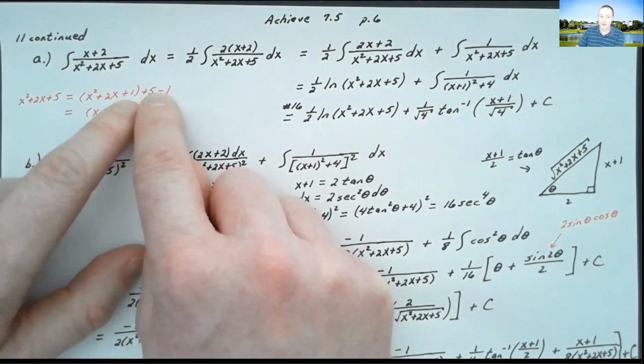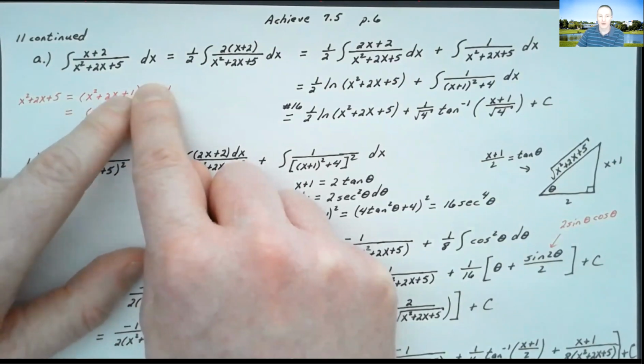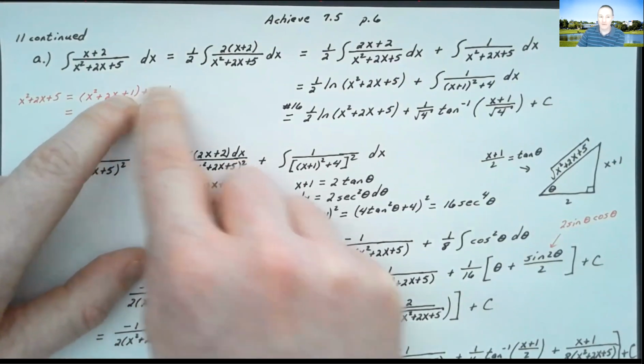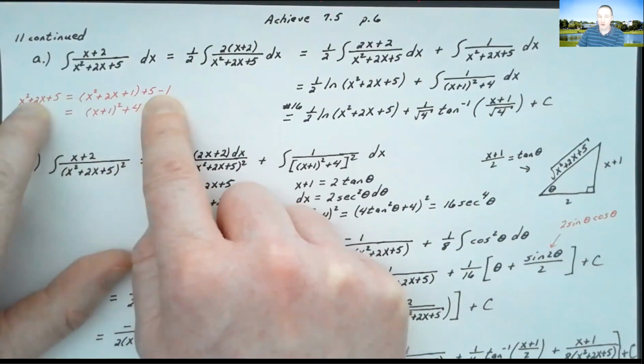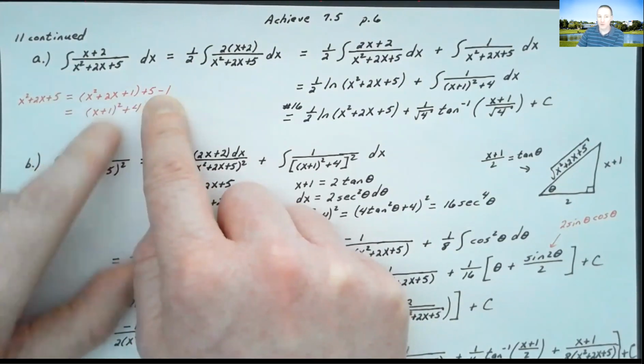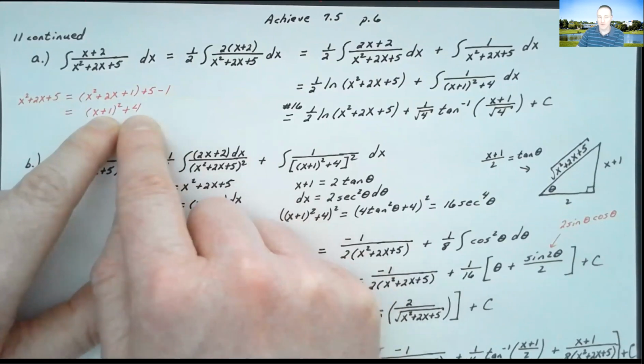If you remember your perfect square trinomials, the term you need here is always half of b, squared. So I said, in order for that to be a perfect square trinomial, I need half of 2, which is 1, and then square it. I need a 1 in there. So I added 1 on the inside, subtracted 1 on the outside. So this trinomial is better written as x plus 1 quantity squared. And then on the outside, you would have a plus 4.